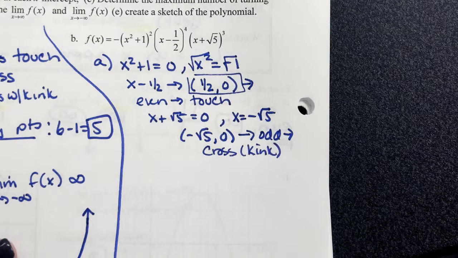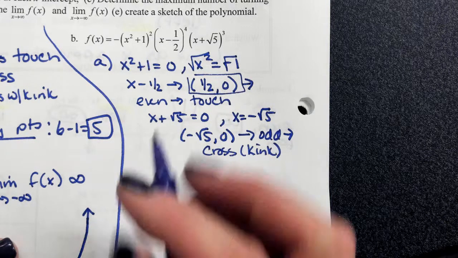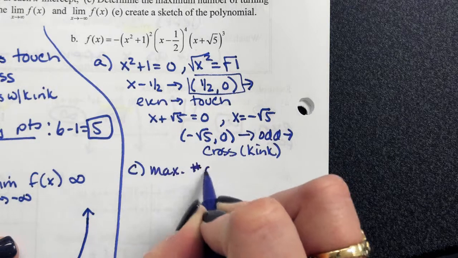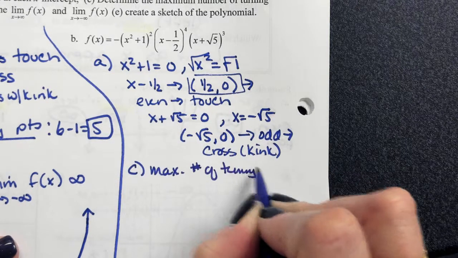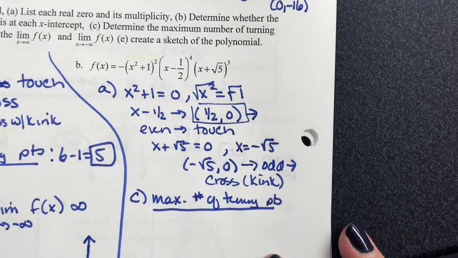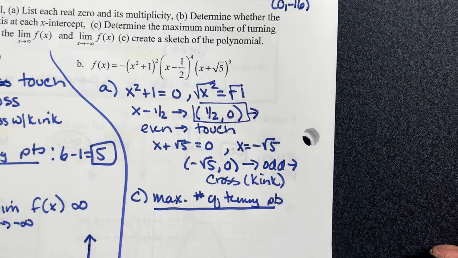That's actually part A and part B. Part C. Maximum number of turning points. So tell me, looking at the factored form of the function, what is the degree of this polynomial function going to be?